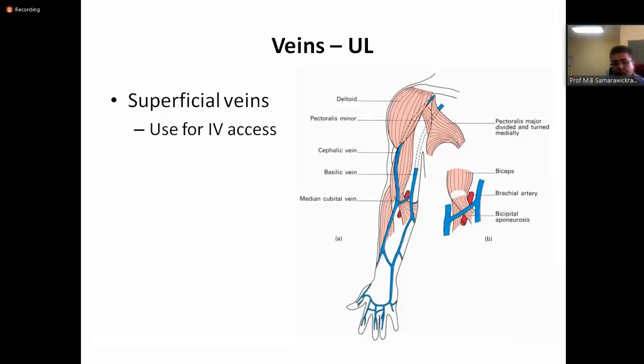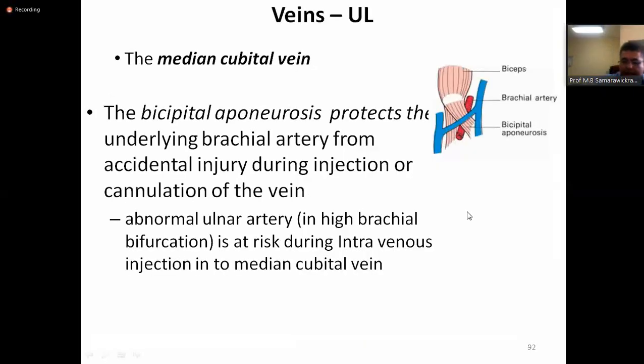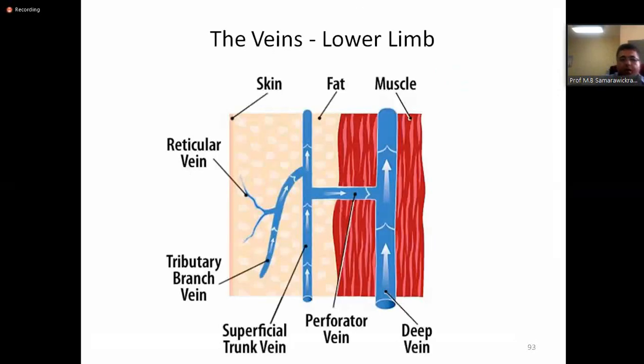And there you have to know the important anatomy. The bicipital aponeurosis deep to the median cubital vein protects the underlying brachial artery from accidental punctures. Right. So this is what I have mentioned.